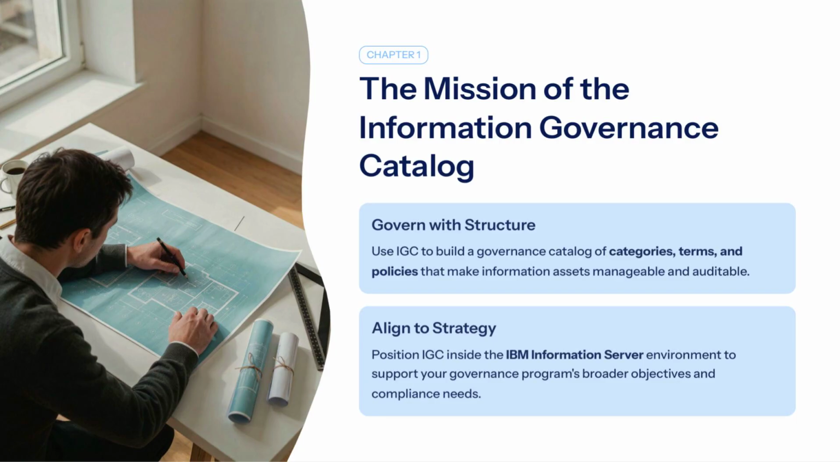The Information Governance Catalog is designed to provide a structured approach to managing and auditing information assets. A governance catalog is built by categorizing, defining, and governing information assets using standardized terms and policies. This enables organizations to manage their information assets effectively and maintain auditability. Aligning the Information Governance Catalog with an organization's overall strategy and integrating it into the IBM Information Server environment supports the broader objectives and compliance needs of the organization.